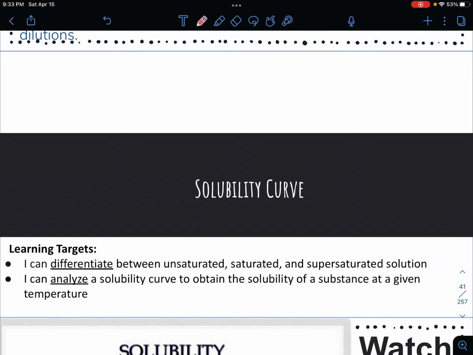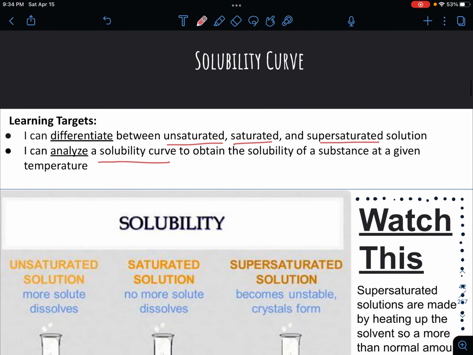This video will cover the solubility curve and how to answer questions based on the graph itself. So we're going to talk about a couple of terms: unsaturated, saturated, and supersaturated. We want to be able to differentiate between those. And then we're going to look at a graph called a solubility curve and talk about how we can use that graph to just determine how soluble something is.